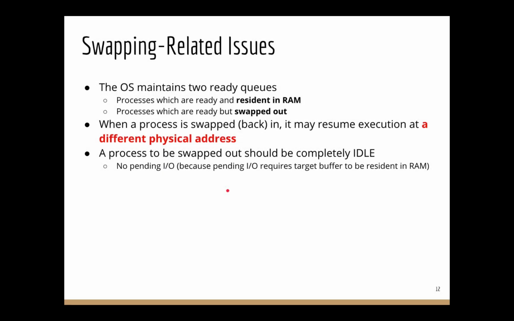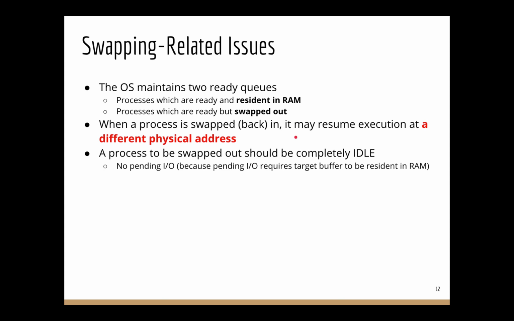To implement swapping, the medium-term scheduler must be designed to solve several problems. First, it must separate ready processes into two different queues. One for resident processes and another for swapped out processes. The second problem, when a process is brought back into RAM, it may have to be loaded into a physical RAM location different from the previous location it was resident.